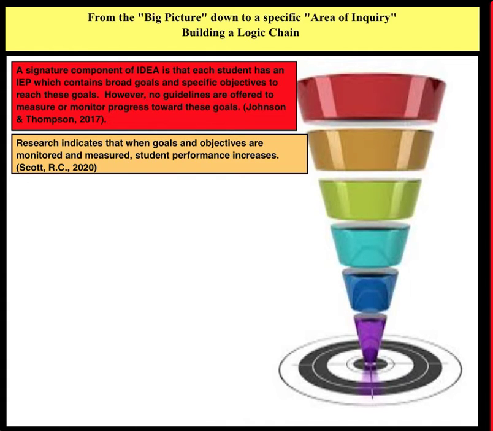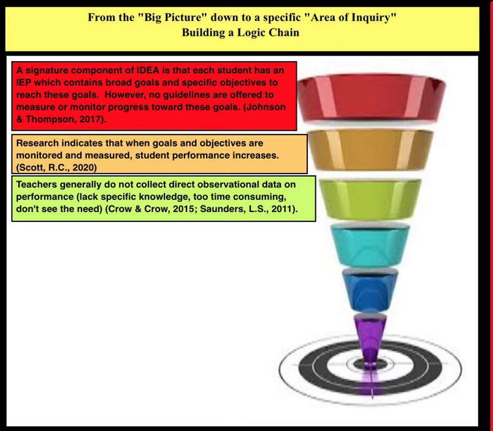So then I pointed out that research indicates that whenever goals and objectives are monitored and measured, students in special education, their performance increases a great deal. And there you see the citations there to support that also. So since there are no guidelines for monitoring and measuring, and since monitoring and measuring really increases student performance, then I went to teachers generally do not collect direct observational data on performance because they lack knowledge. It's really too time consuming. Teachers have enough to do. And most of the time they don't see the need for it. And again, there are the appropriate citations.